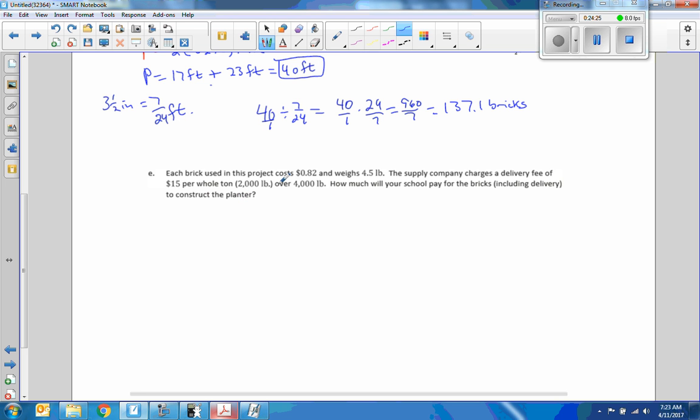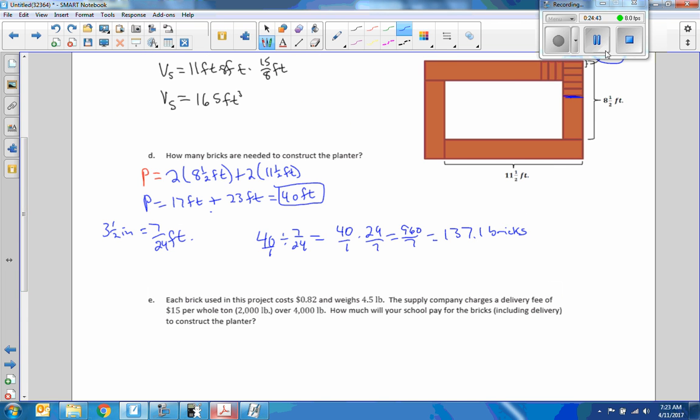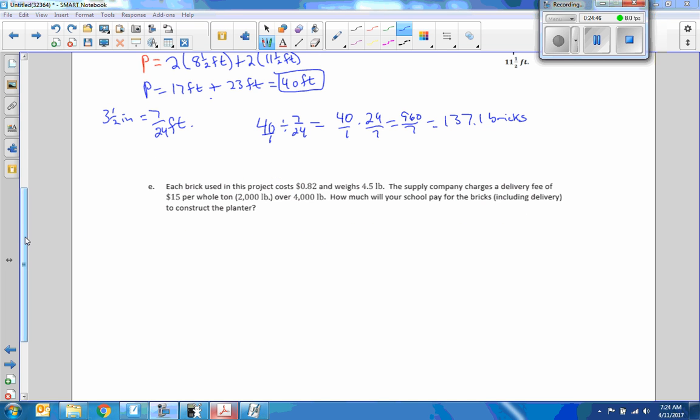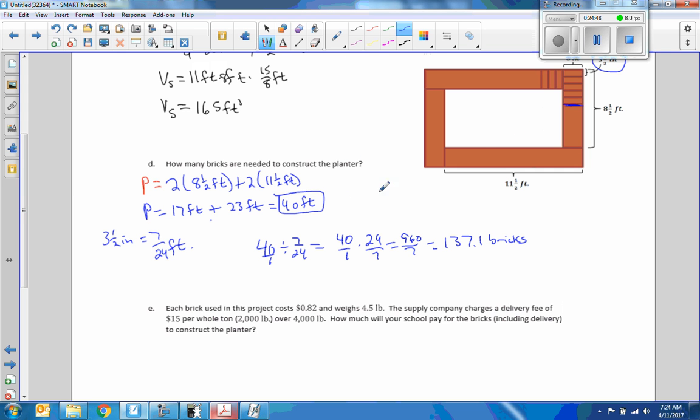So the school has to purchase, let's see, how many planters are they going to make? I haven't finished the problem yet because all I did was find how many bricks are needed to construct the planter. There are 137.1 bricks per layer.